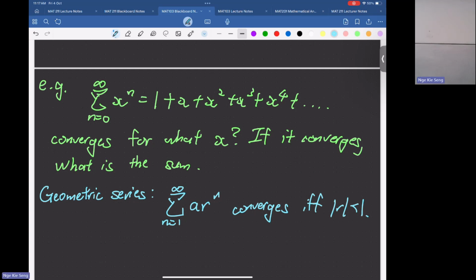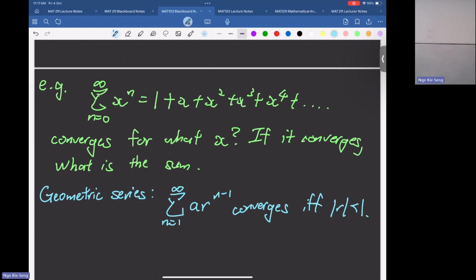Hey, did I write wrong or not? Is it r to the n minus 1? Should be r to the n minus 1. If you look at the first term here, what happened? This first term is a, but the first term at the top is 1. How about the second term in the geometric series? ar, ar. But here, just x. So a is equal to 1 again. So you simply take a equal to 1, and it reduces to this case.